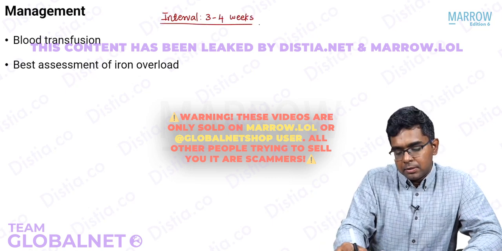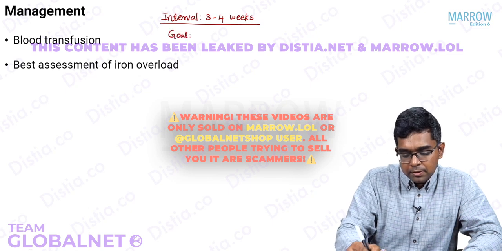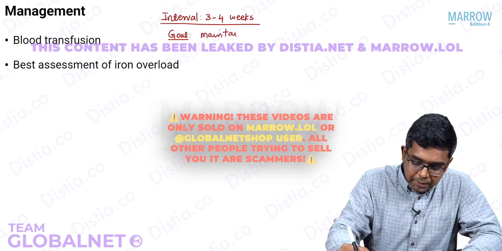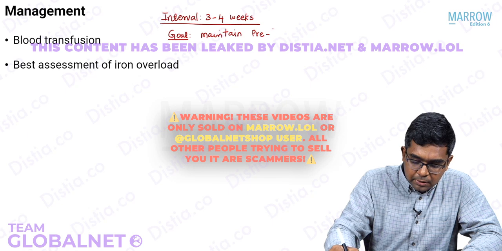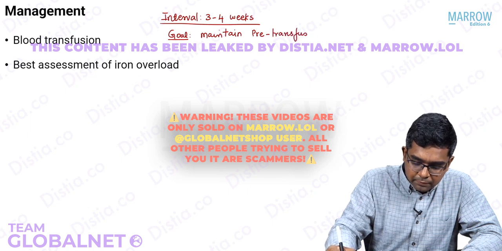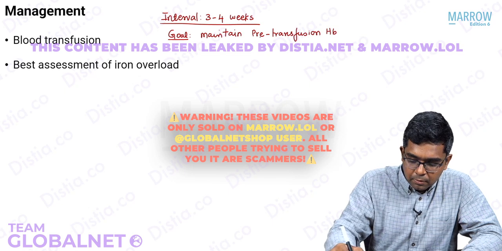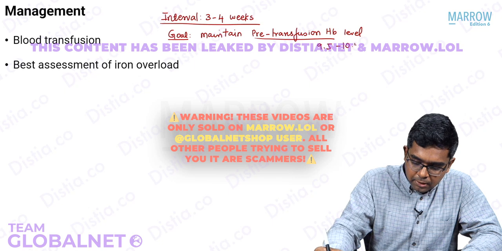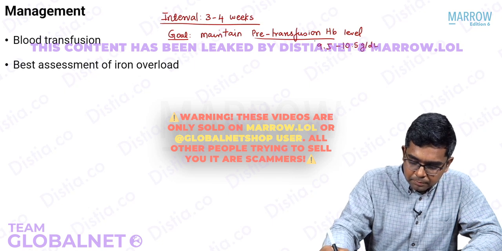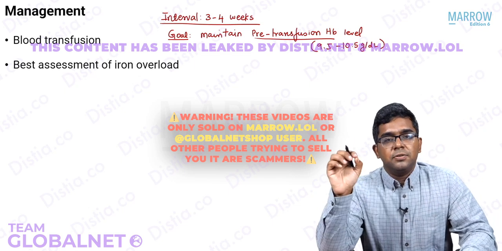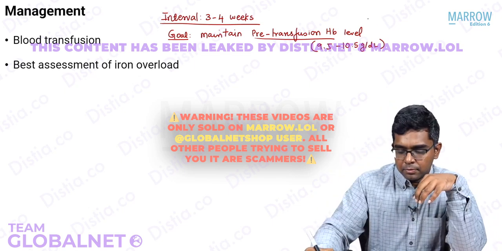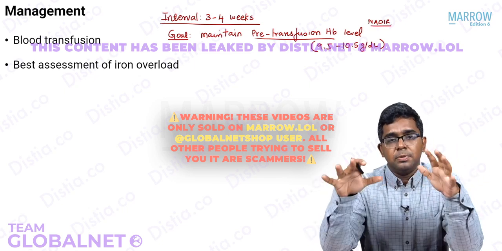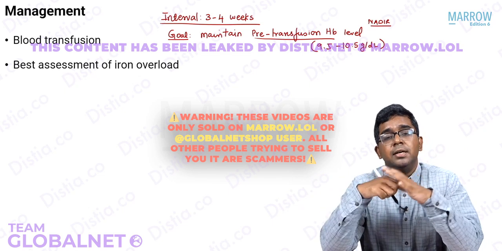And please remember, the goal of giving this regular blood transfusion is to maintain a pre-transfusion hemoglobin, very important word, pre-transfusion hemoglobin level of 9.5 to 10.5 grams per deciliter. Okay, what is this pre-transfusion? It is nothing but the nadir or the baseline level of hemoglobin to be maintained in the range of 9.5 to 10.5.